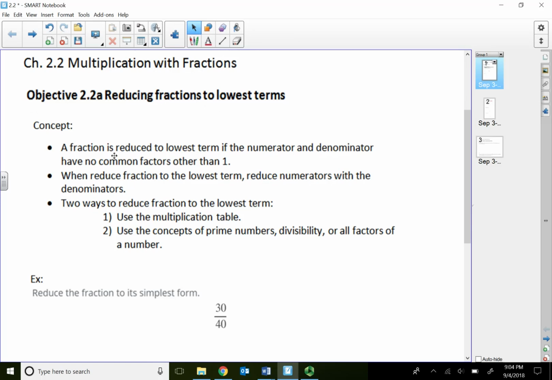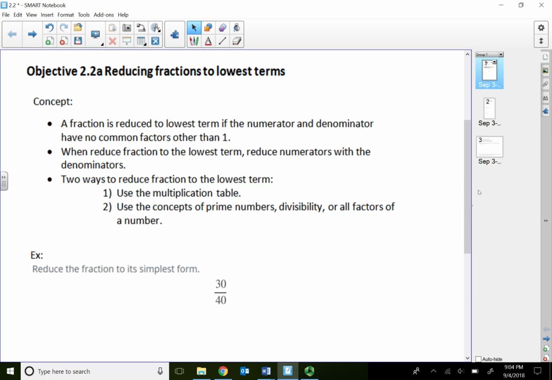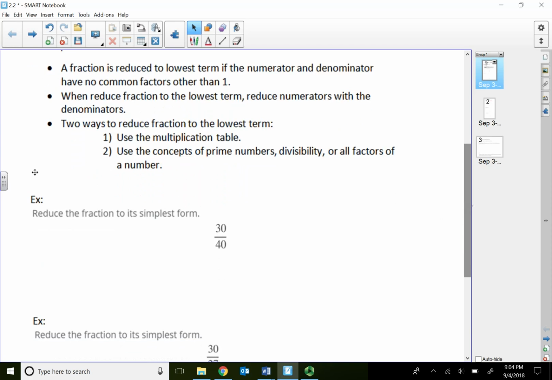A fraction is reduced to the lowest term if the numerator and denominator have no common factor other than 1. That's called the simplest form. When reducing a fraction to the lowest term, all we need to do is reduce the numerator with the denominator. There are two ways we can reduce a fraction.